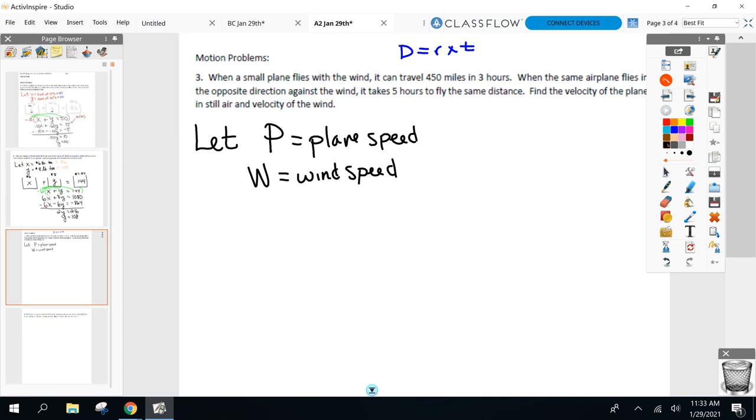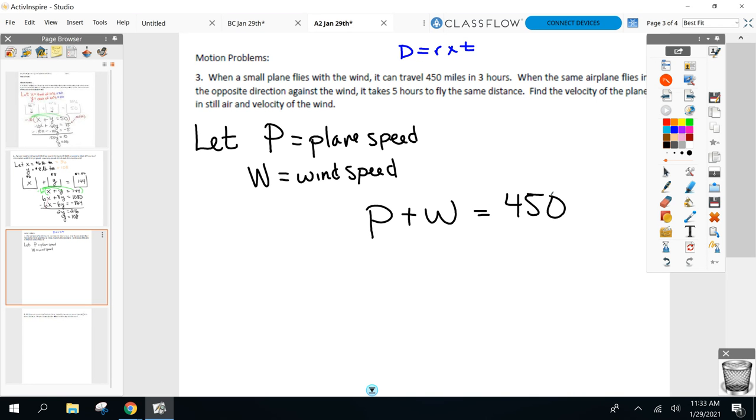Okay, so when you go with the wind, I got to take the plane speed and add on the wind speed to it. That's when they're going in the same direction. Whatever the speed the plane is, I have to also include the wind speed because they're going in the same direction. And I know it's going to be 450 miles. I'm going 450 miles.